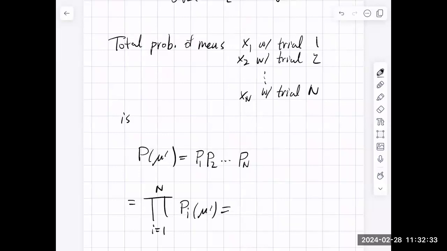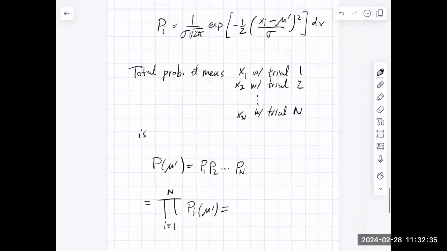So if we actually did this product, what we would end up with is, first of all, a coefficient 1 over sigma square root 2 pi. That's the same for every single probability. And so we're just going to multiply that n times. And so we would end up with 1 over sigma square root 2 pi raised to the power n.